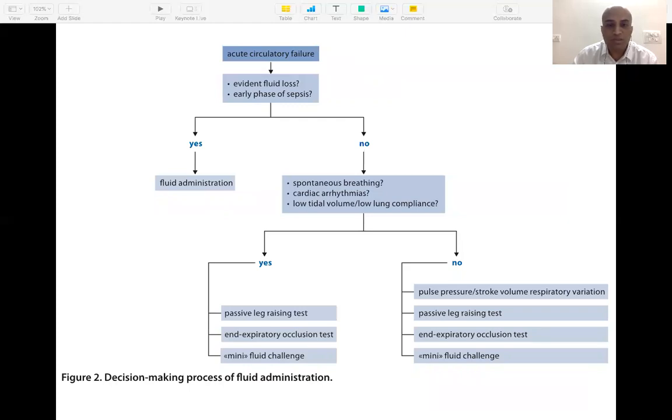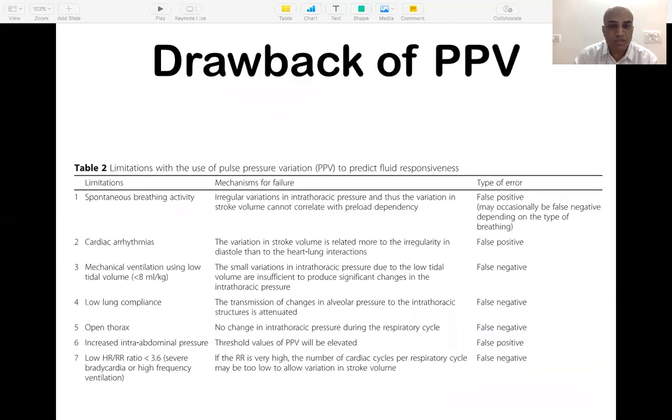If the patient is spontaneously breathing, or there is an arrhythmia, or low tidal volume, or low lung compliance, you can go for the passive leg raising test, end expiratory occlusion test, or mini fluid challenge. If these criteria are not there, we can look for pulse pressure or stroke volume respiratory variation, passive leg raising test, end expiratory occlusion test, and mini fluid challenge.